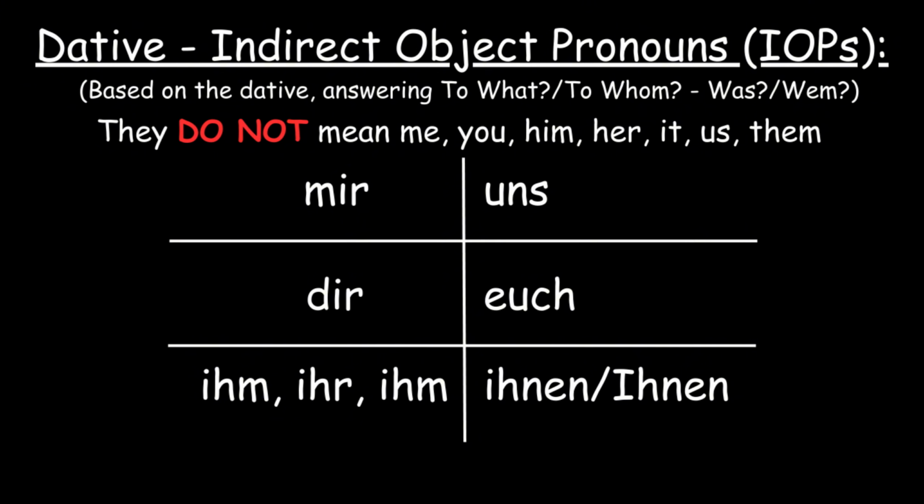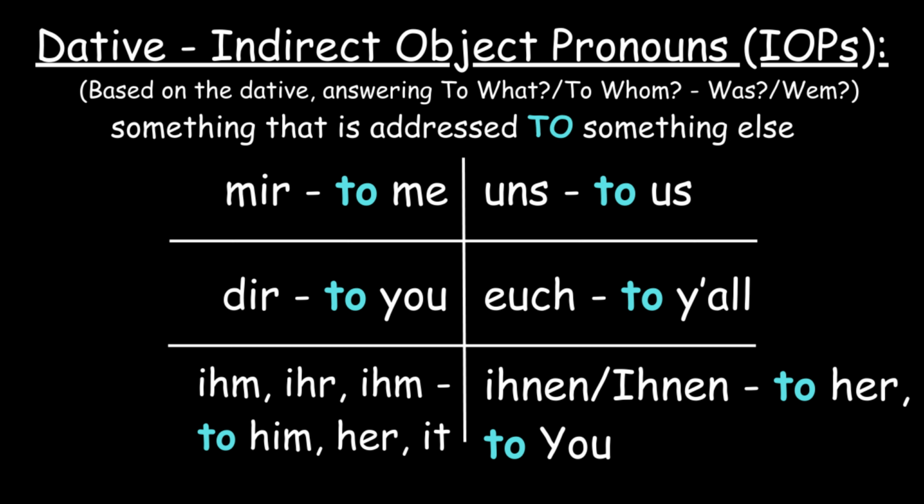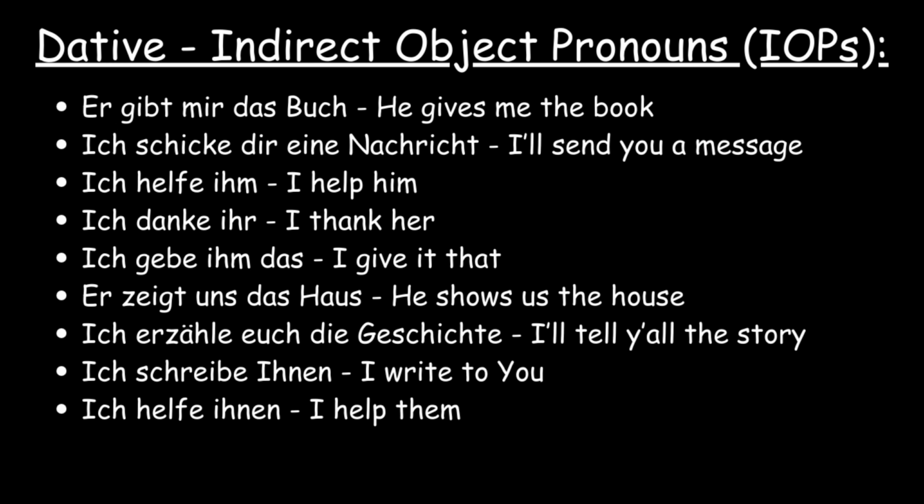Due to direction, what they actually mean is to me, to you, to him, to her, and so on. This is the true meaning of indirect object pronouns, so it's something that is addressed to something else, answering the questions to what and to whom. Let's see some advanced examples with dative verbs.